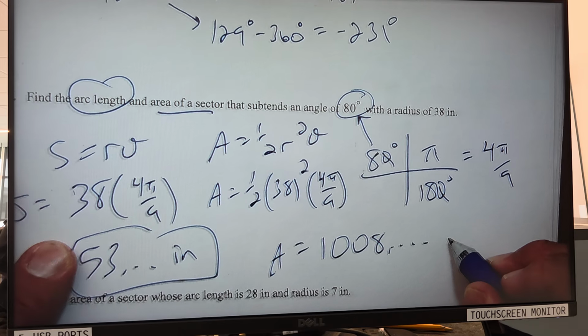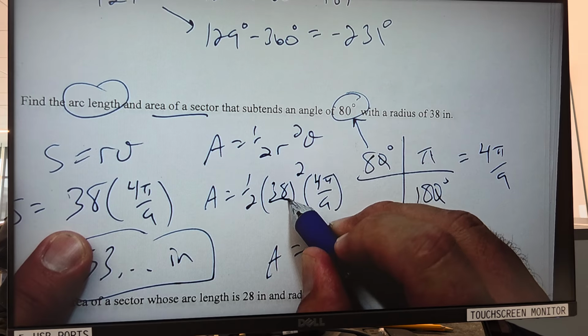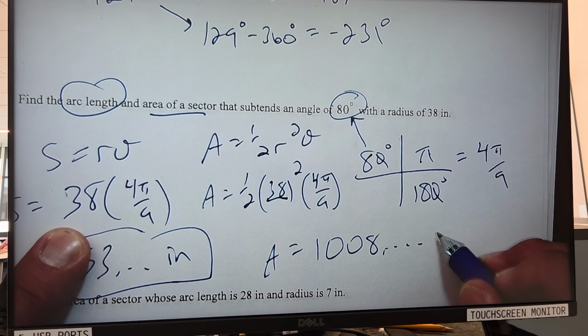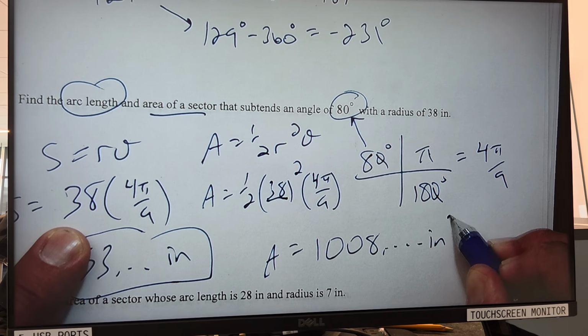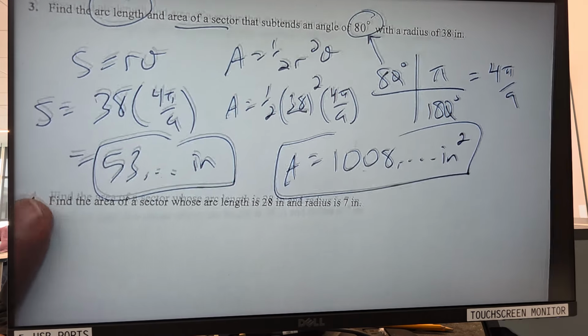And what's the units on that? What's the units on 38? Inches. And what did we do to it? We squared it. So what's the units here? Squared. Which makes sense because it's area. Okay. All right, we'll have time. Good. Too bad for you guys.